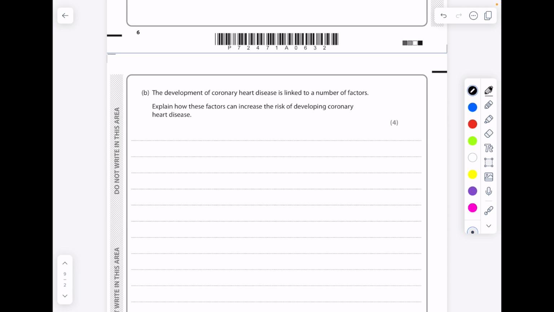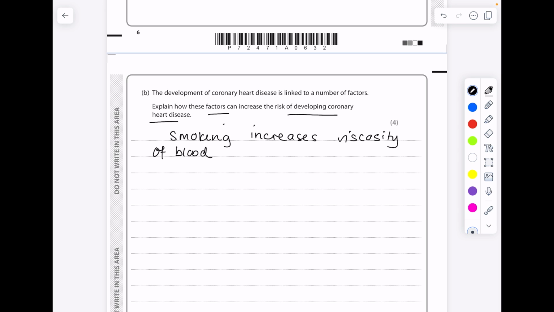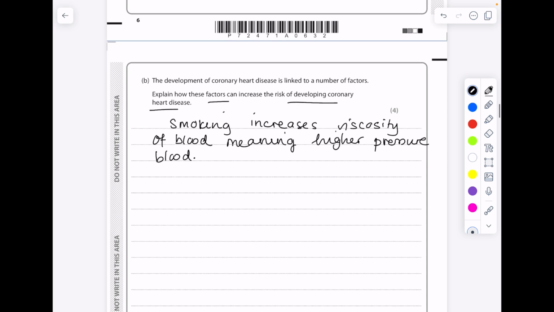The development of coronary heart disease is linked to a number of factors. Explain how these factors can increase the risk of developing coronary heart disease. So, factors include smoking. What does that do? Well, it increases the viscosity of the blood, which makes the blood thicker, meaning that blood is at higher pressure. And high pressure is bad because it encourages coronary heart disease.